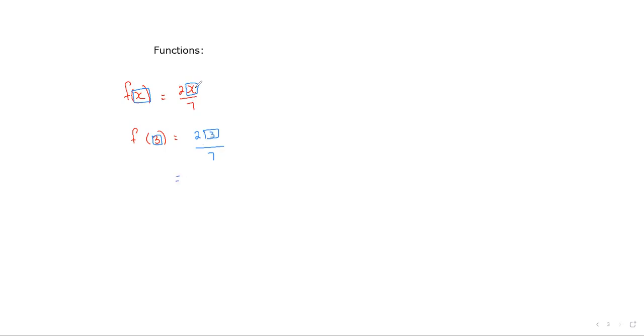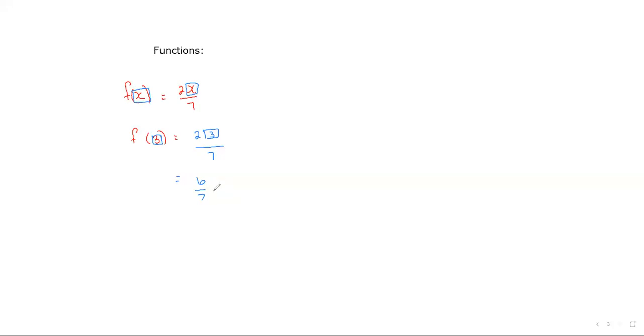Now remember, this is 2x, attached through multiplication. So I'm going to have to multiply these two, which makes it 2 3s are 6 over 7. So basically what this is telling me is that when x is 3, f of x, which is your y at that position, or f of 3, is 6 over 7.